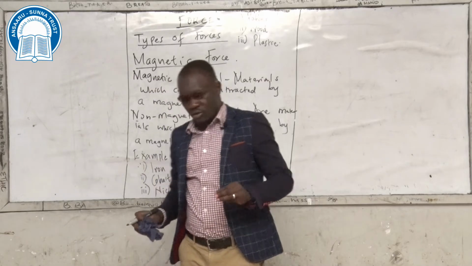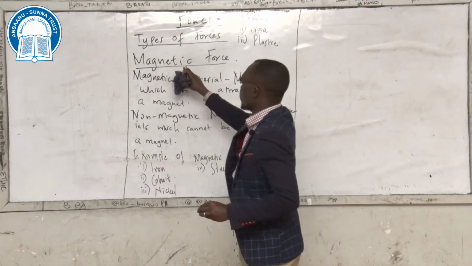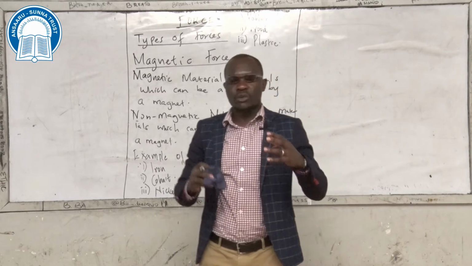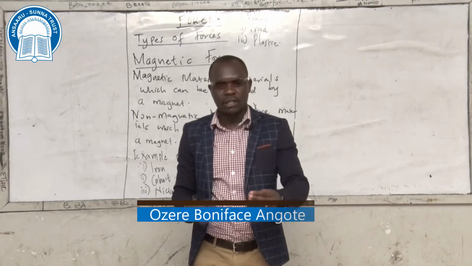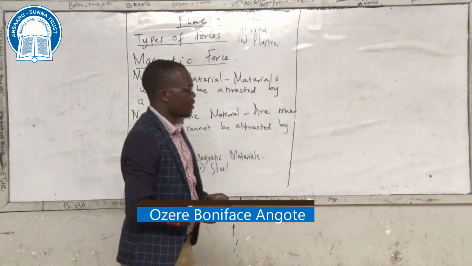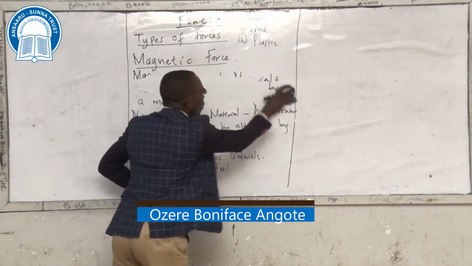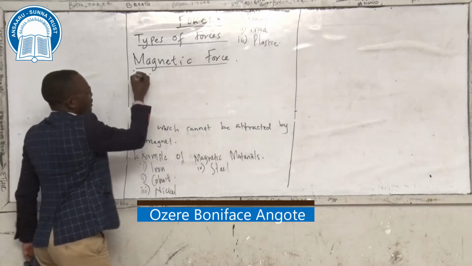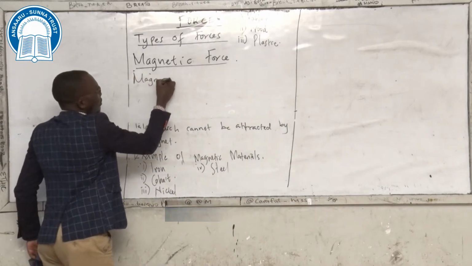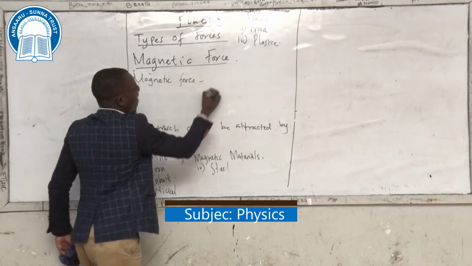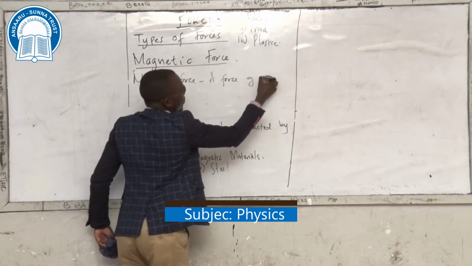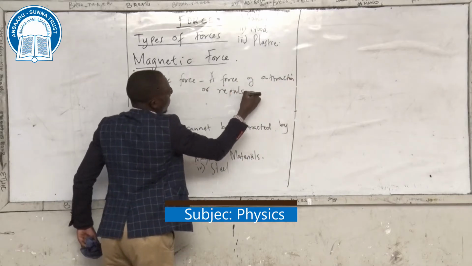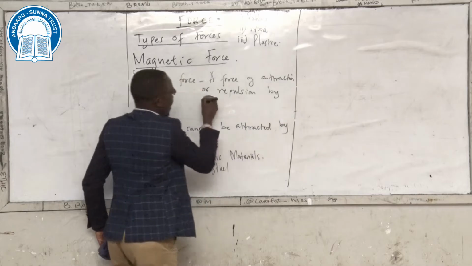Now, what therefore is a magnetic force? A magnetic force is a force which causes attraction or repulsion by a magnet. We define it as a force of attraction or repulsion by a magnet.